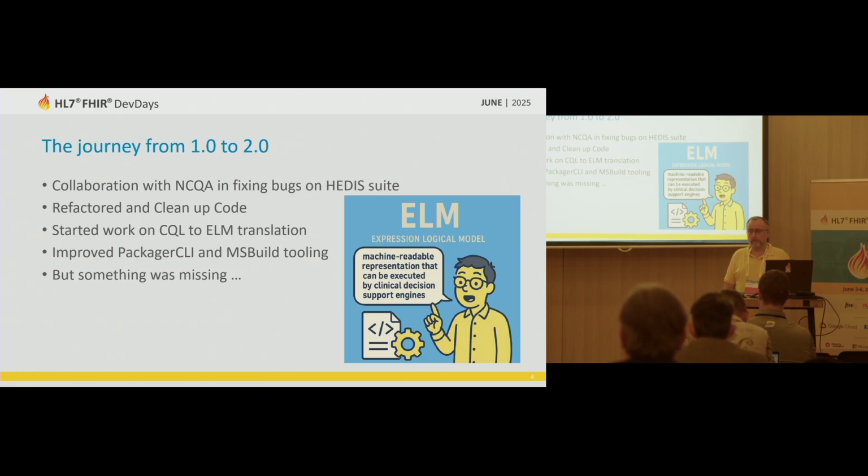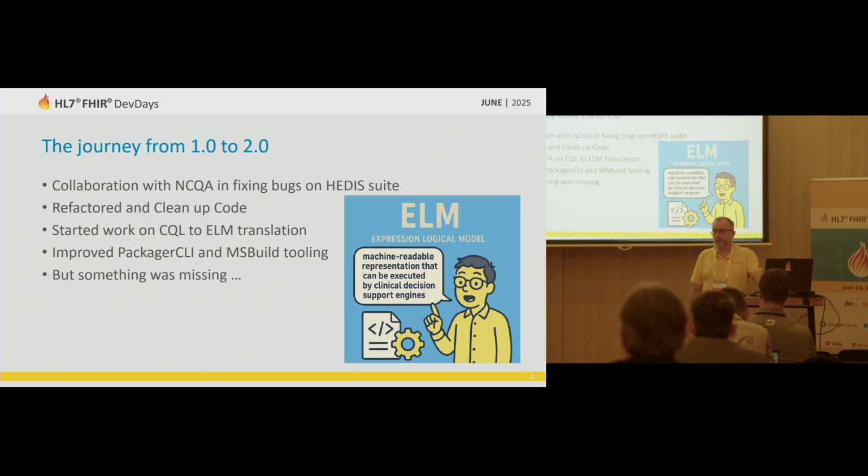What we also started doing last year was to build something that converts CQL to ELM. Now, what is ELM? CQL is human-friendly, and we need to parse that into some kind of expression logic model. That is an intermediate model that uses the language and the data model, and it combines it into something that a machine can read. And that is stored either as JSON that we use or XML.